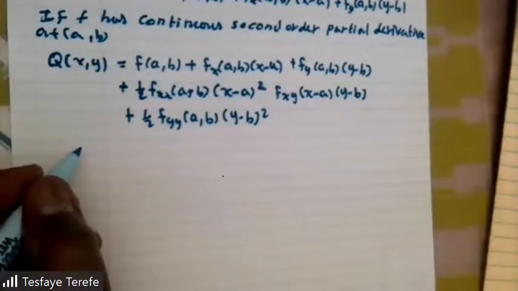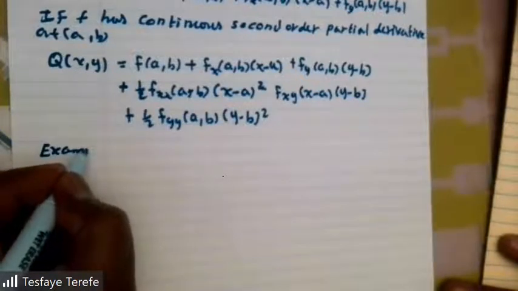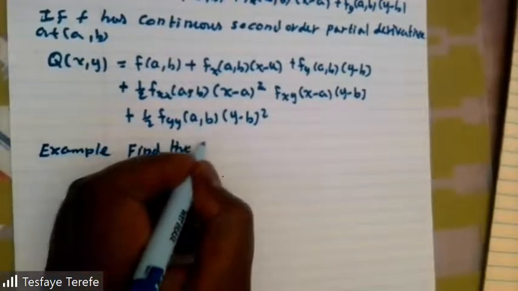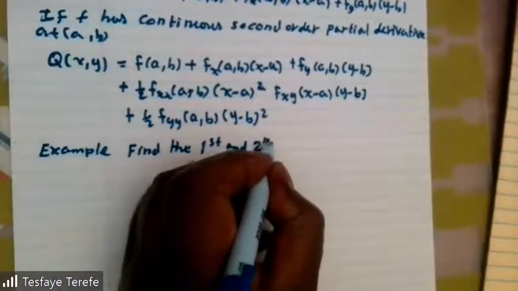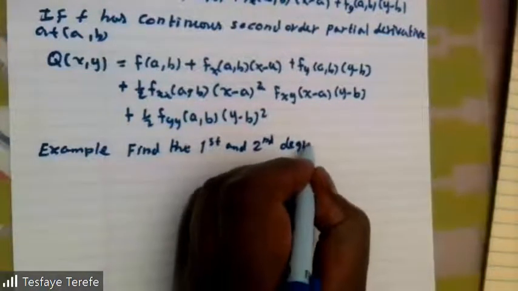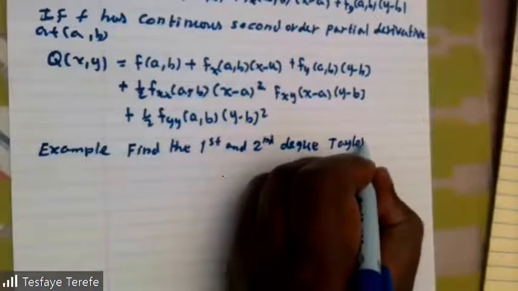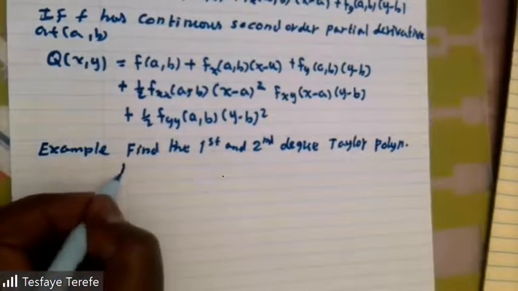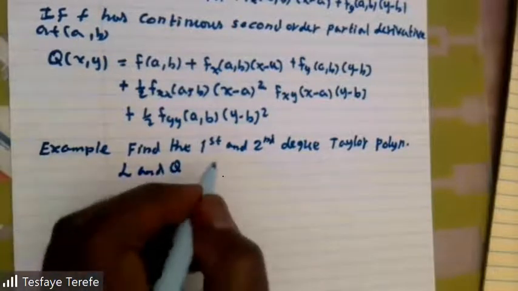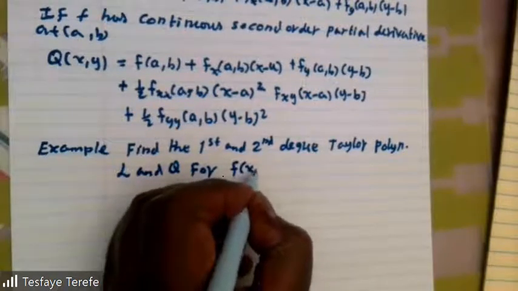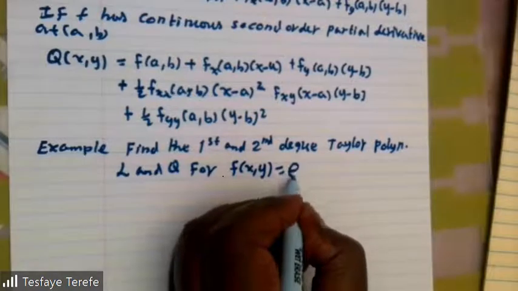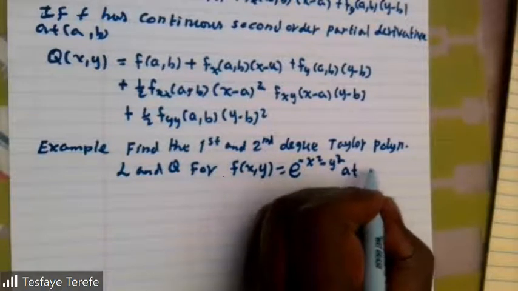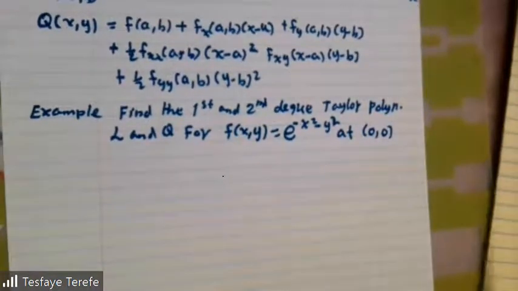Okay, let's do an example. Find the first and second degree Taylor polynomials L and Q for f of (x, y) defined by e raised to negative x squared minus y squared at the point (0, 0). Go ahead and start it, and we'll do it together.